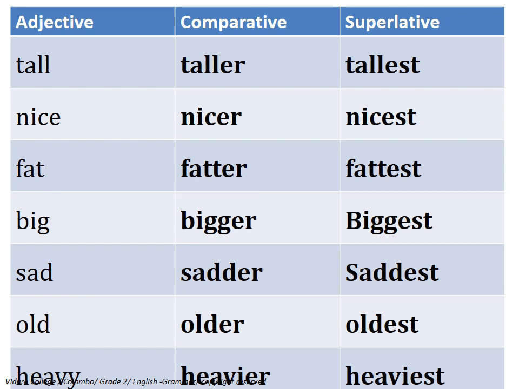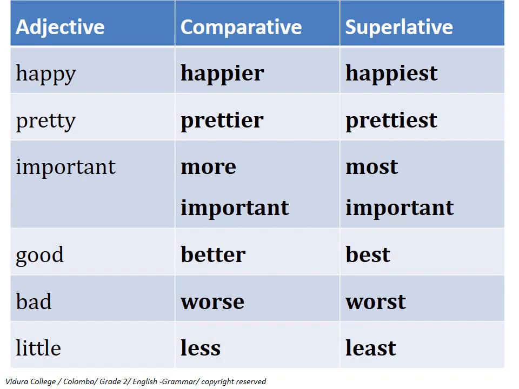Now you can see a table of adjectives that we have formed into comparative and superlative adjectives. You can read along with me. Tall, taller, tallest. Nice, nicer, nicest. Fat, fatter, fattest. Big, bigger, biggest. Sad, sadder, saddest. Old, older, oldest. Heavy, heavier, heaviest. Happy, happier, happiest. Pretty, prettier, prettiest.